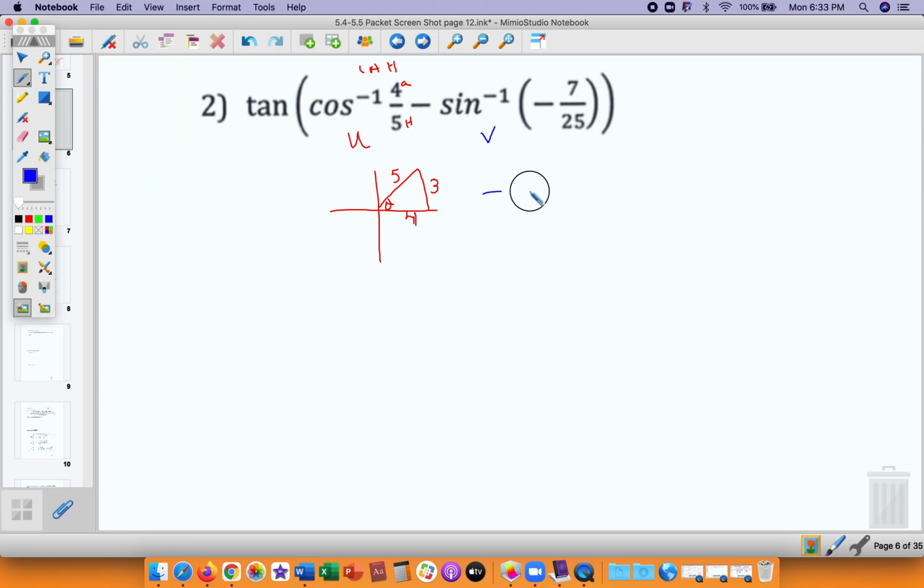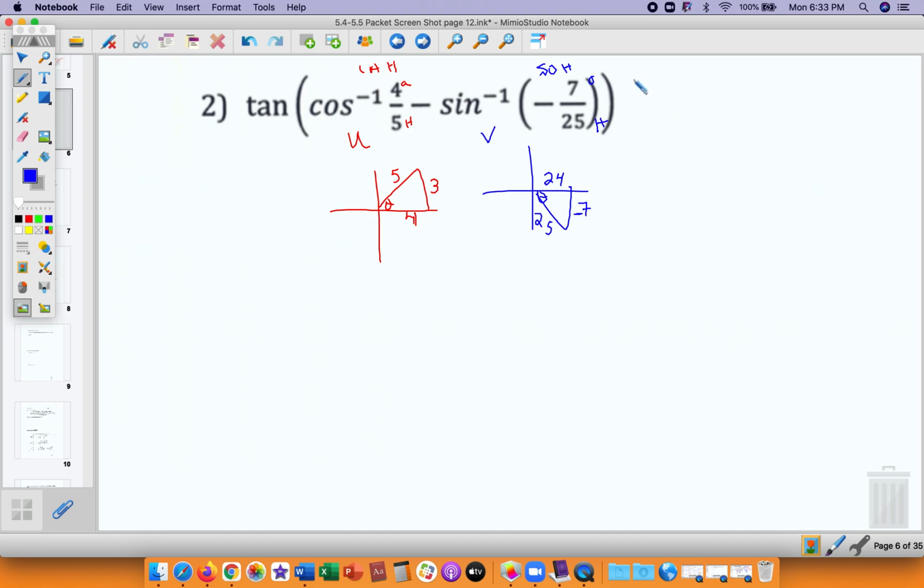If we draw the blue triangle, we know that inverse sine, if it's negative, is down here. Sine is opposite over hypotenuse, so the 7 is opposite and the 25 is the hypotenuse. So we have 7, 25, and because it says negative, one of those is negative, and we know down is negative, so the 7 is negative. If we do the Pythagorean theorem, the last side that remains is 24.